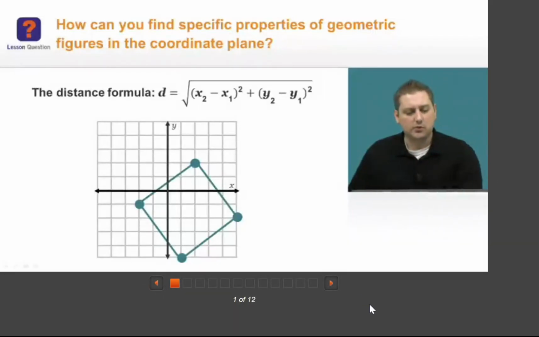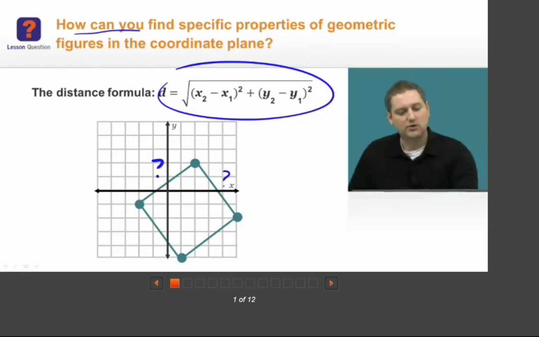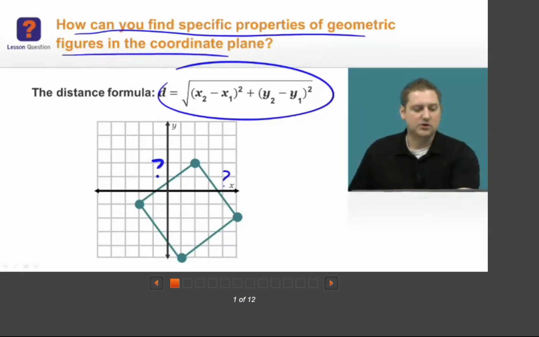By now you should be familiar with the use of the distance formula and how to calculate the distance between any 2 points in the coordinate plane. What we're going to do now is use that formula to calculate side lengths of a geometric figure and then use those lengths to calculate area and perimeter. Our lesson question is how can you find specific properties of geometric figures in the coordinate plane? So let's get to the next part.